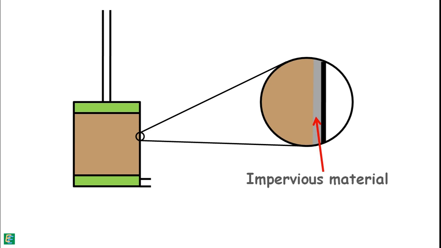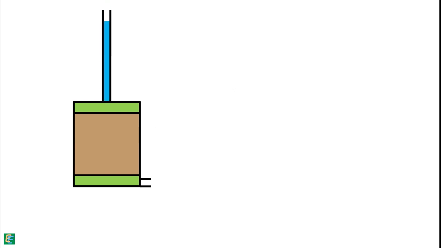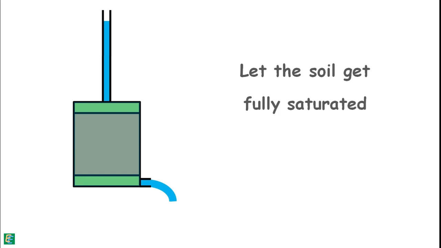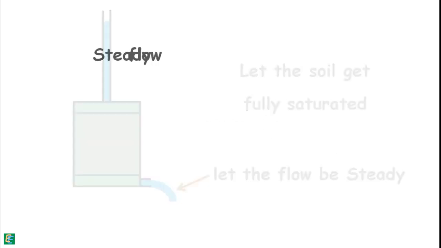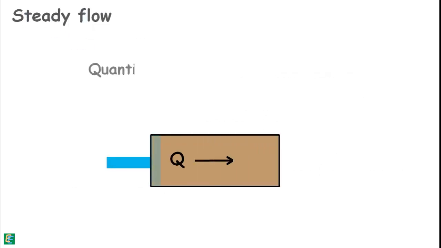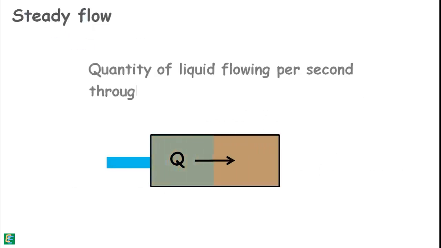as cement slurry. We fill the standpipe with water and before beginning the experiment, we allow the water to flow through the soil and let it get fully saturated. Even after that, we let the water flow out for some time so that a steady flow can be attained. A steady flow is the one in which the quantity of liquid flowing per second through any section is constant.